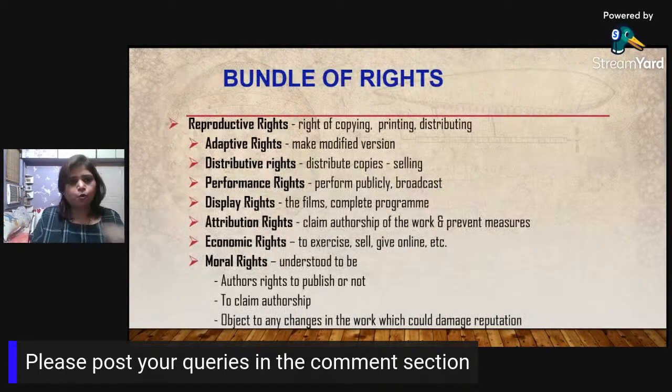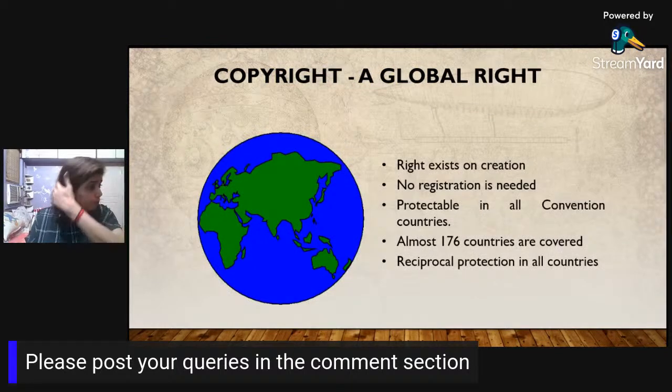All right. Copyright is not just one right, it is a bundle of rights. You have a right to reproduce, adapt, distribute, perform, display, economic rights, moral rights, right? So it is all together. You yourself may become the owner of a printing press and keep distributing your books, or you can go to a publishing house and confer the rights to them and get royalties on it, and that's what you will see happening in the majority of cases. So copyright is a global right.